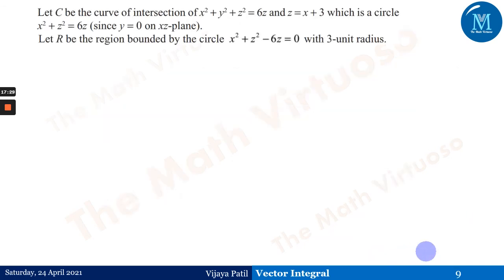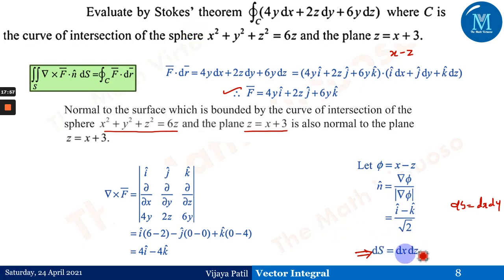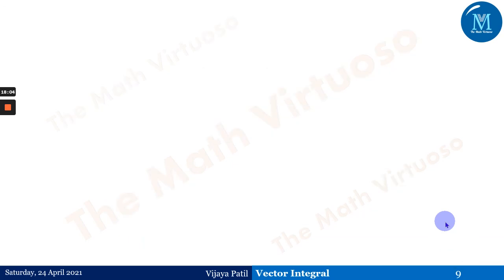Okay, therefore C is the curve of intersection of the sphere and the plane, which is a circle, and we will get x square plus z square equals 6z. What have we done here? Since y equals 0 on the xz plane, y comes out to be 0. Why? Because, as I have told you, this particular curve is lying in the xz plane. So xz plane means y equals 0. That is what we have seen in the last slide also.